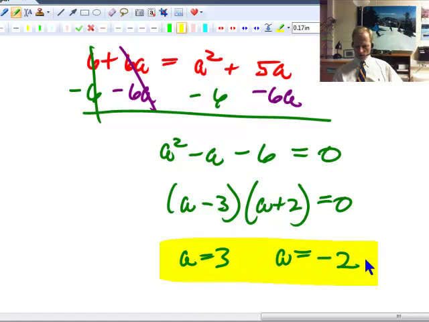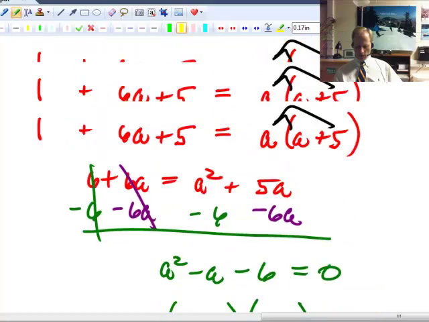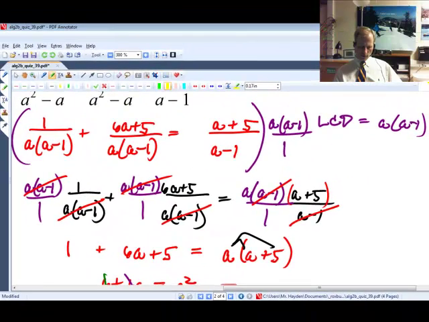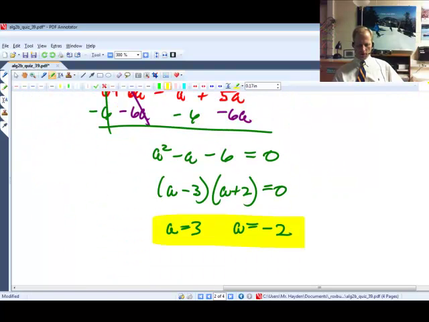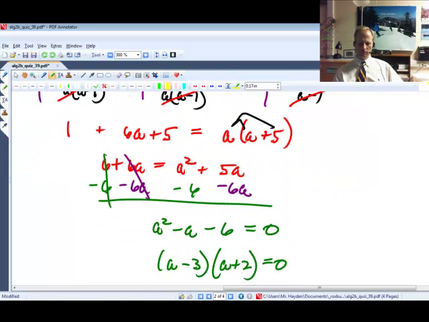And now let me check to make sure neither of those are extraneous. So do 3 or negative 2 result in division by 0? No, they do not. So I know I'm all set with the solutions of 3 or negative 2.